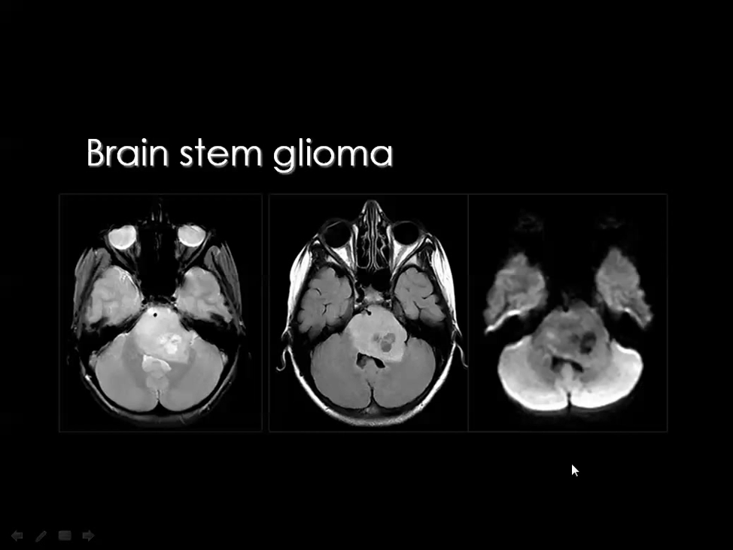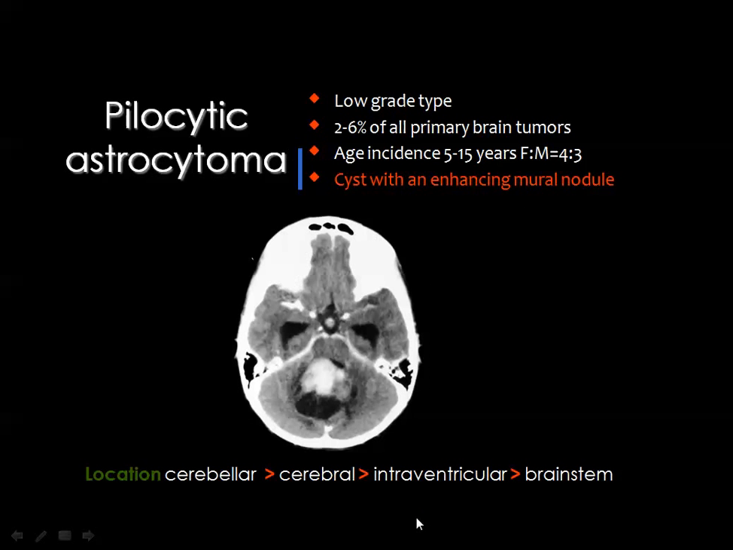And pilocytic astrocytoma is one of the common lesions seen in the posterior fossa of the child. The characteristic appearance by CT and MRI is the presence of a cyst, and inside the cyst you see a solid nodule which is enhancing. A cyst with an enhancing mural nodule is highly diagnostic of pilocytic astrocytoma in the posterior fossa, especially in children.